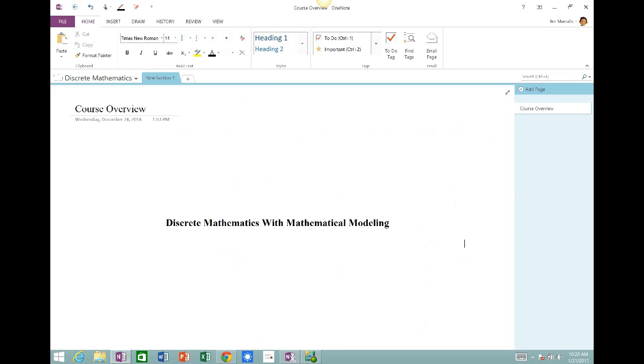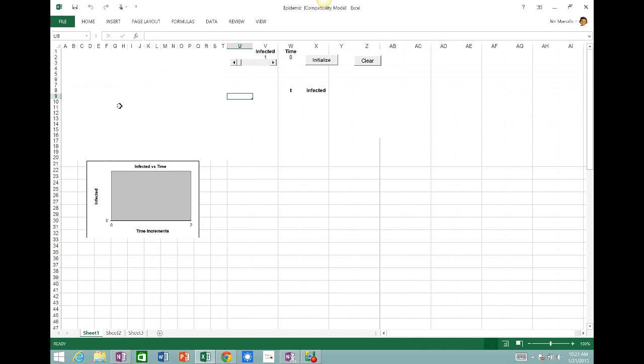Now, what about the mathematical modeling part of this? Well, we're going to use mathematical modeling to help us solve and look at solutions to problems that are real and that involve discrete mathematics. Here's an example. This is an Excel spreadsheet, and what I've done is I've written a little program using the spreadsheet and using the language hidden behind it, which is called Visual Basic for Applications, to simulate an epidemic.